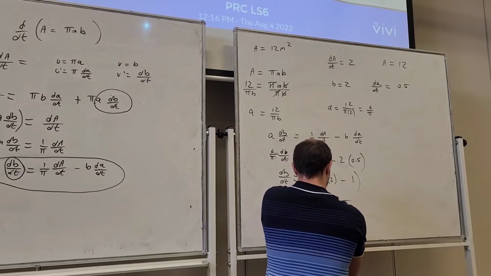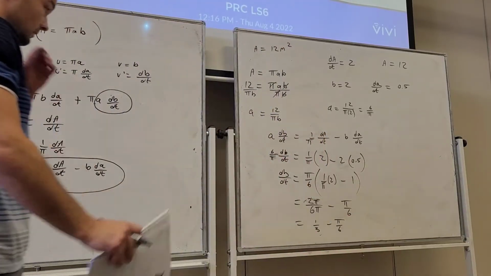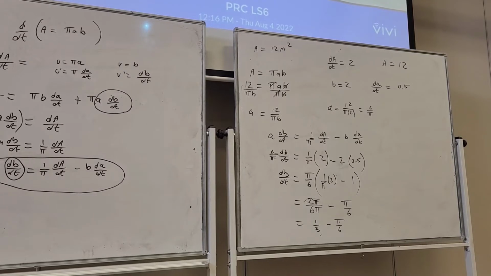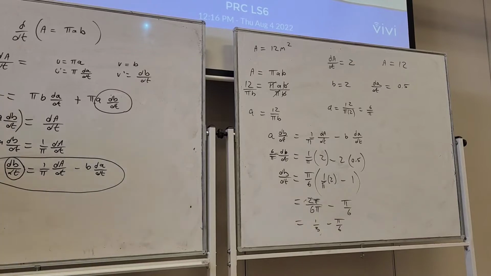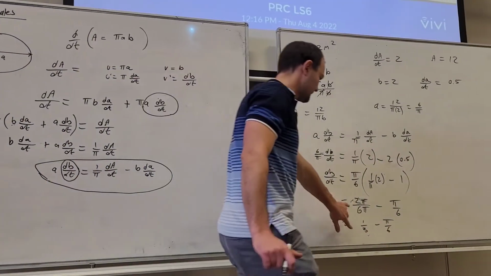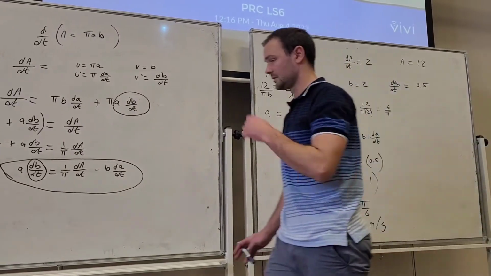Which is 1 on 3, take pi on 6. Okay, so we've solved it there exactly, and we need a unit. Now b is in meters, and our time period is in seconds. So this is the rate of change in b in meters per second.